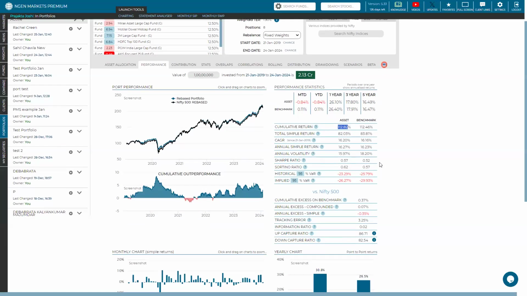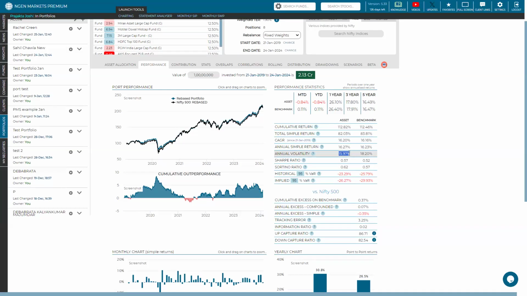But what is the risk that this particular portfolio has taken to achieve that return? That can be checked here in annual volatility, which is an indicator of the standard deviation of the portfolio as well as of the benchmark simultaneously, right? So in this case, I can see the benchmark has taken a risk of about 18% to gain a return of about 112%. On the other hand, my portfolio managed to generate similar levels of return with a much lesser risk. So practically 3% lesser risk, right?